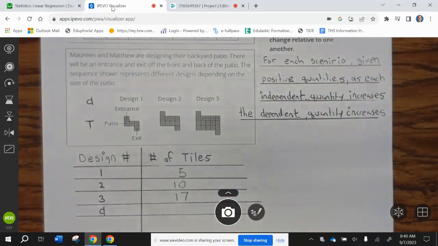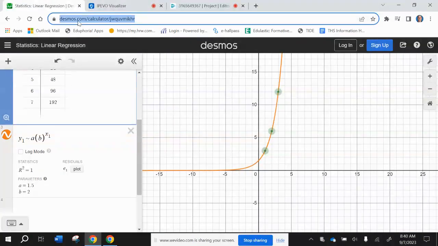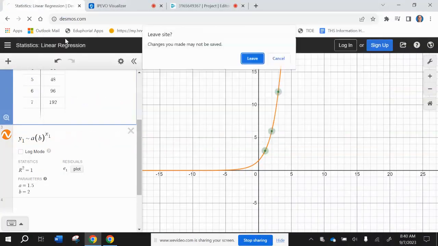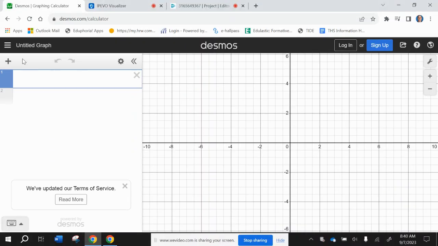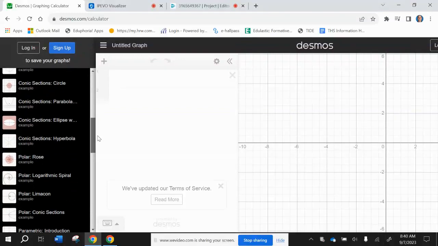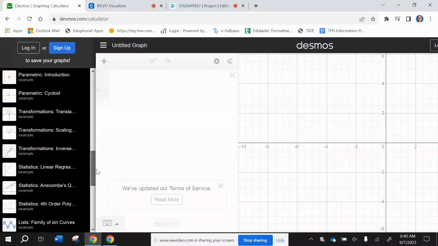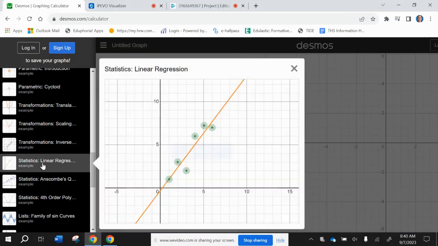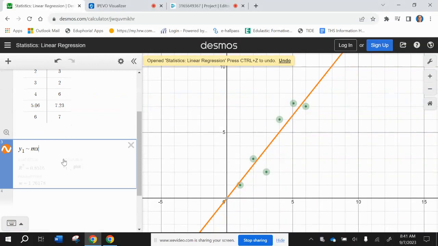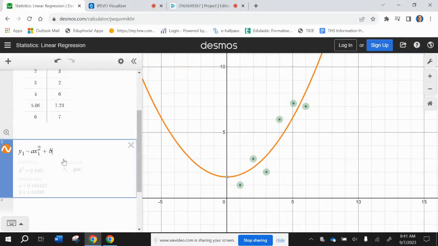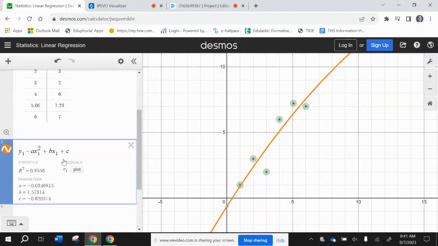Okay. Now, this appears to be quadratic, so we're going to go back to Desmos. And it's better to start a brand new regression, so go to Desmos, graphing calculator. Now, even though we want quadratic, we still have to pick statistics, linear regression. And we're going to change linear to quadratic: a x1 squared plus b x1 plus c. So now our regression is quadratic. Now we just need to change the table values.